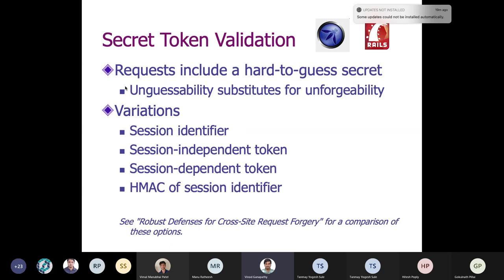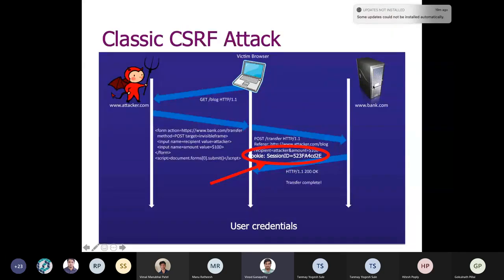Okay, so what is this defense called secret token validation? The idea is that the bank.com web server, in every active web session, includes a hard-to-guess secret that is encoded along with every HTTP request, or along with the HTML form that comes from the bank. Okay, so let's go back to this picture over here. Whenever the bank has an active session with the victim browser, the bank actually sends an HTML page that contains a long random number that is hard to guess. So that whenever the user actively clicks through a request, that same random number goes back to the bank along with a cookie, of course.